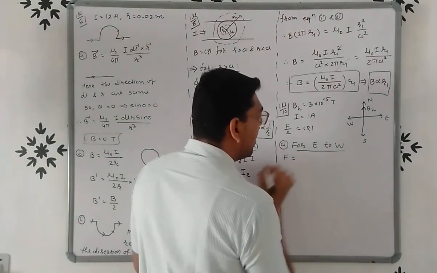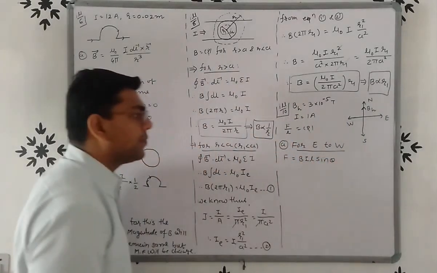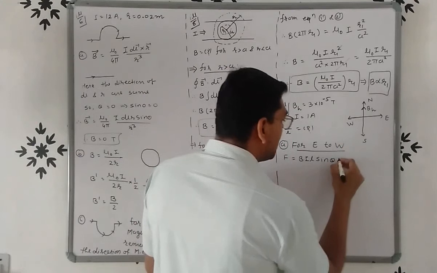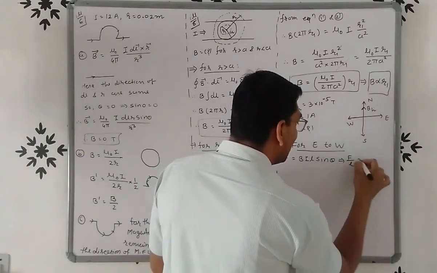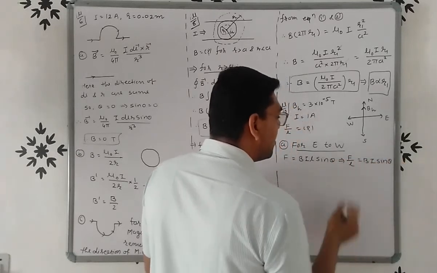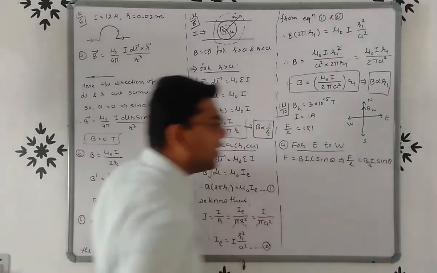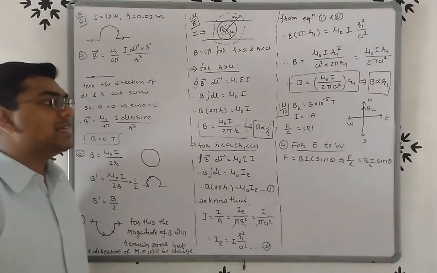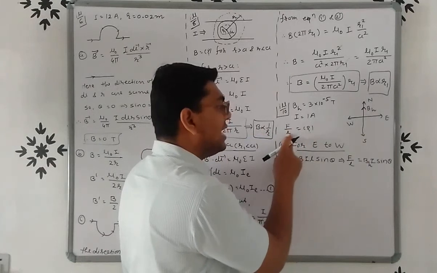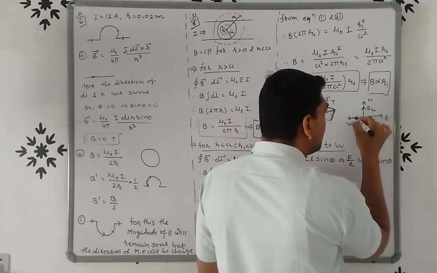So we know the formula, F is equal to BIL sin theta, right? Here we have to find out force per unit length. So we can write that F by L is equal to BI sin theta. But instead of B, we have to write BH because the horizontal component is given. So F by L is equal to BH I sin theta. Now friends, we have to find the force per unit length for the direction east to west.